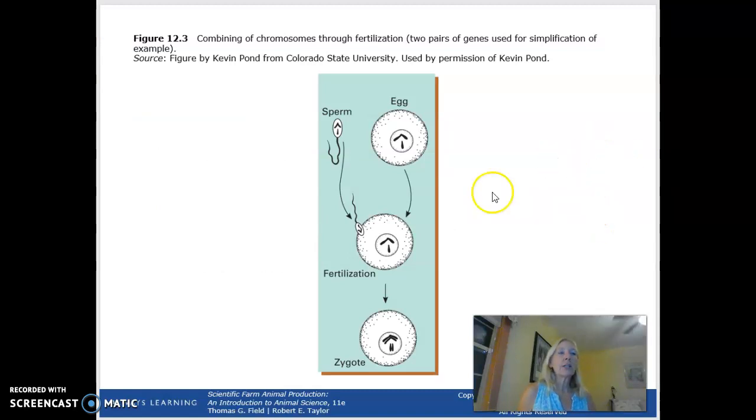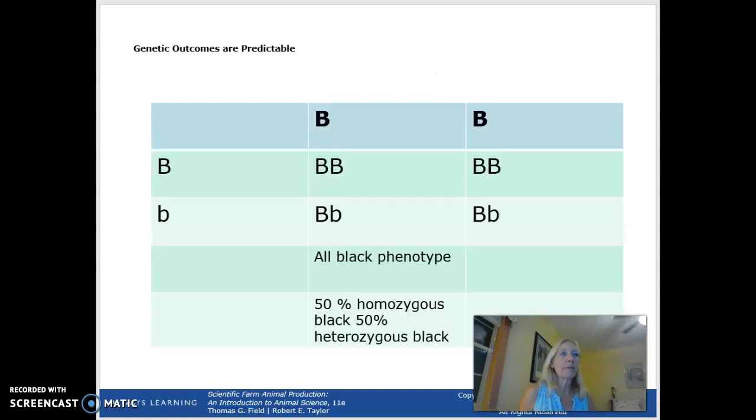Okay, so this is just the idea of fertilization of the egg. We have a single complement of DNA, half the genetic material produced through meiosis, and half the genetic material produced through meiosis. They get together in the reproductive tract or in the test tube, and that is what fertilization is. A fertilized egg is called a zygote.